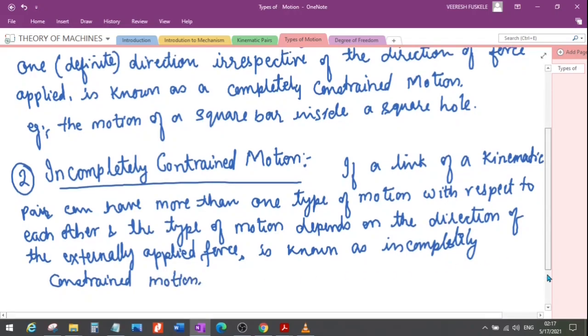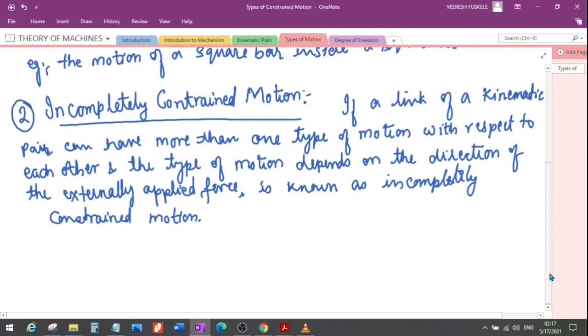So why is this incompletely constrained motion? Because we will not be able to predict the exact motion of a kinematic link with respect to the other, because it can have motion in more than one direction, right? And the type of motion that one of the links will have with respect to the other link will actually depend upon the direction of the externally applied force.